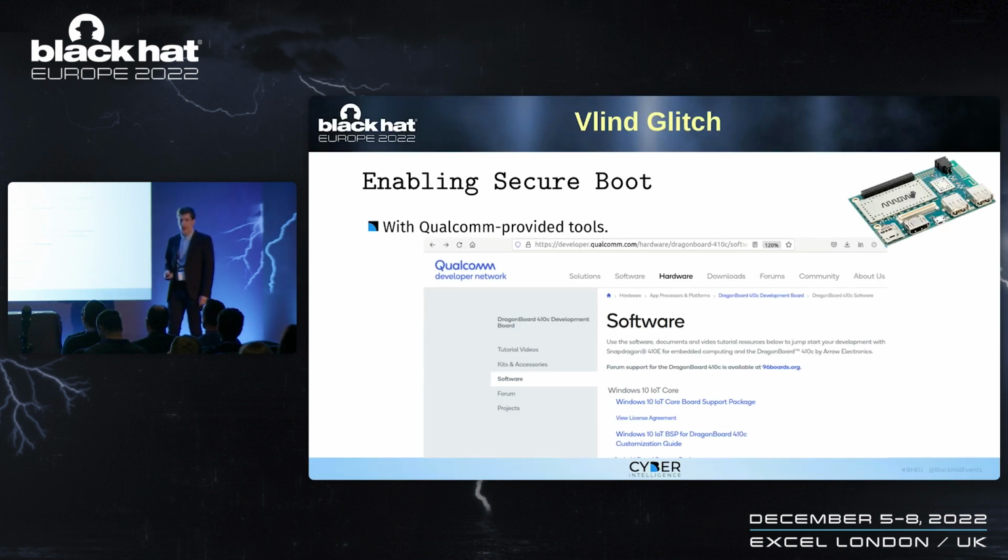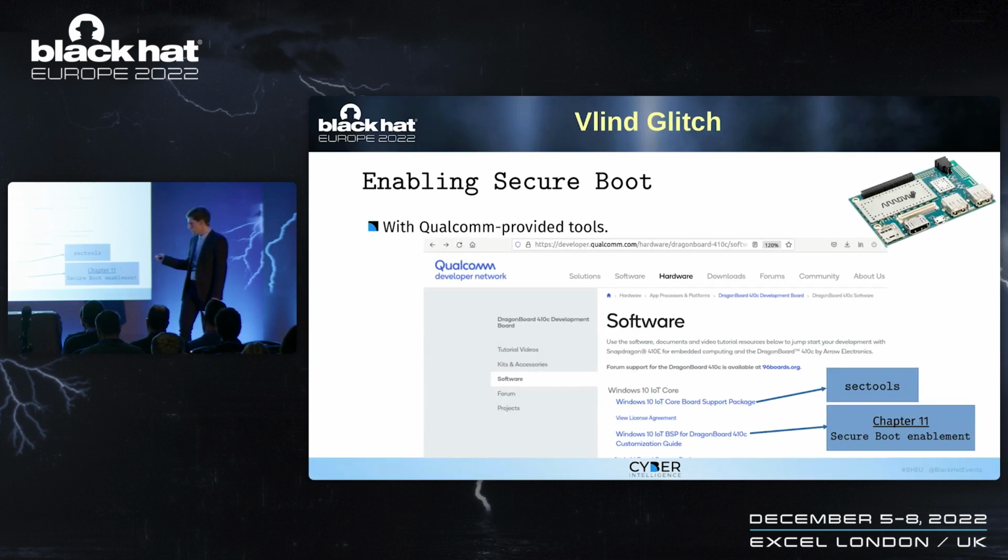So the first step is activating secure boot, because it comes disabled by default. Thankfully, Qualcomm has tools to activate secure boot. You can find them in the development section of their web. It's weirdly under the Windows 10 IoT Core section, but there you will find SecTools, which is the set of tools used to activate secure boot. It's in Python, and there are some bash scripts, so you can run it on Linux. And the customization guide is the actual PDF with instructions to activate secure boot in your board.